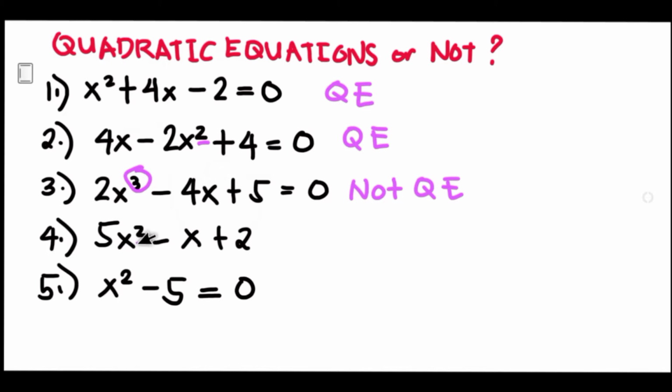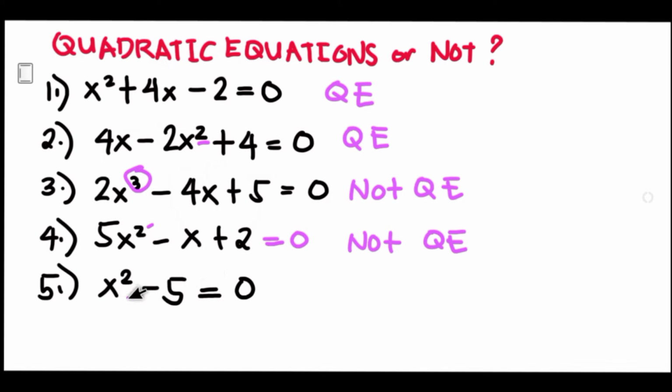Okay, next. 5x squared minus x plus 2. Ang pinakamataas na exponent ay 2. However, wala siyang equal to 0. Therefore, this is not an equation. So, ano lang to? This is an expression. So, kahit pinakamataas pa niya is 2 as exponent, pero dahil wala siyang equal to 0 dyan, not quadratic equation. Tandaan po pag equation, dapat naka-equate to 0. Okay? Or, meron dapat equal sign. Kaya nga equation, equal.